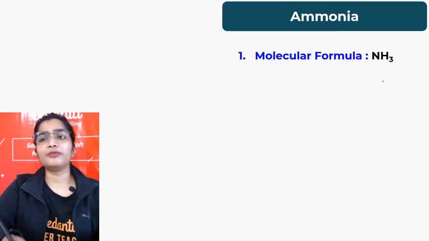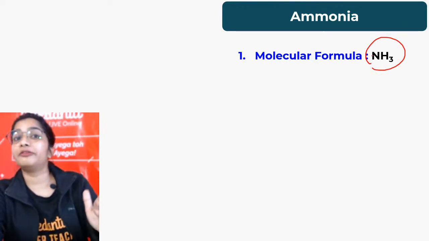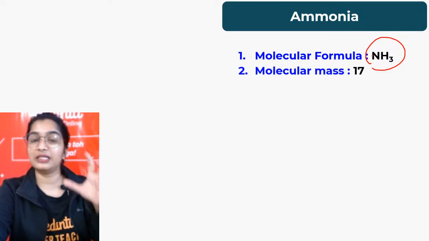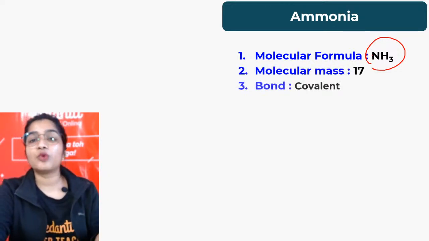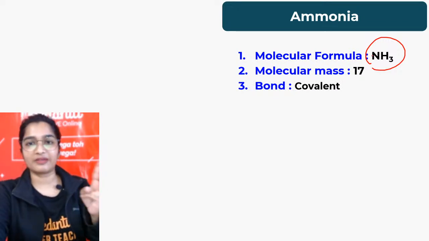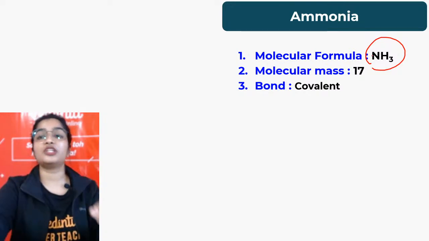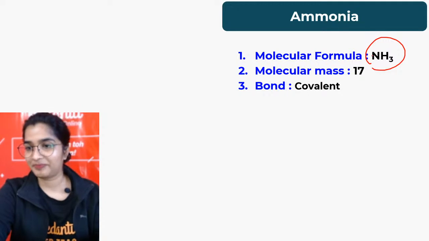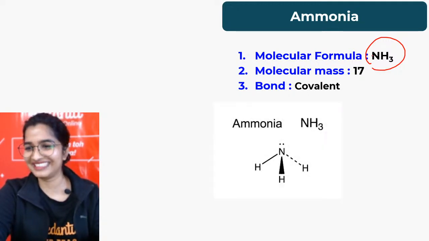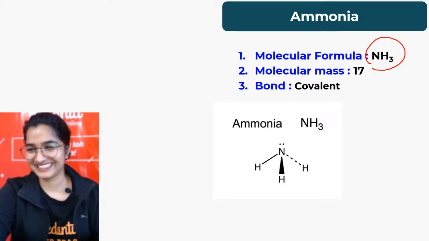So, the molecular formula of ammonia is NH3. See, ammonium and ammonia are different. Okay, ammonium is an ion, whereas ammonia is a molecule. Okay, it's basically a covalent compound. Its molecular mass is 17 because nitrogen 14 plus hydrogen 3. So, 17. The bonding is a covalent bond where the nitrogen and hydrogen are sharing electrons. Okay. Bitter taste. When have you tasted ammonia? Huh? Because it's a base. Yes.